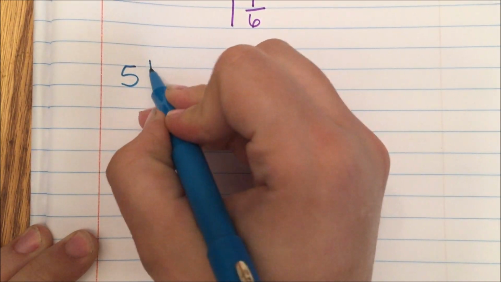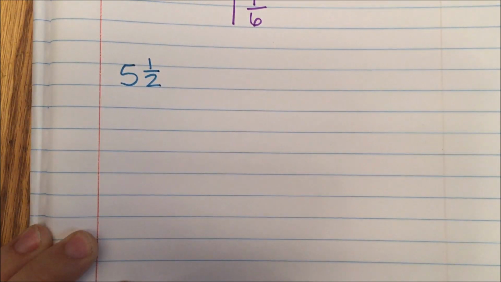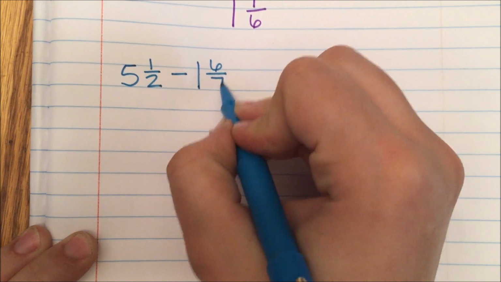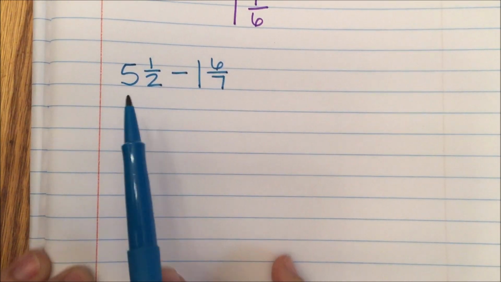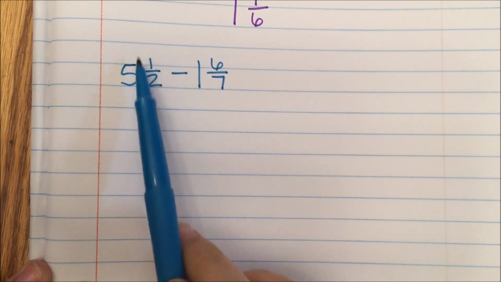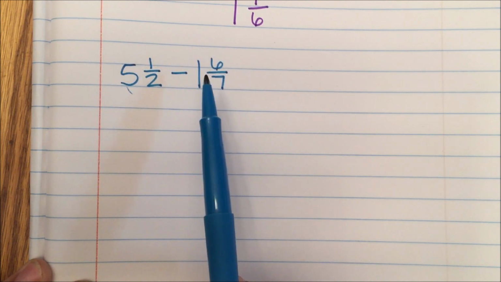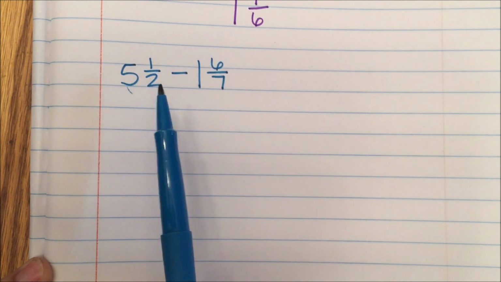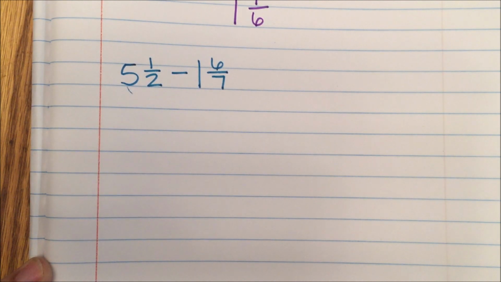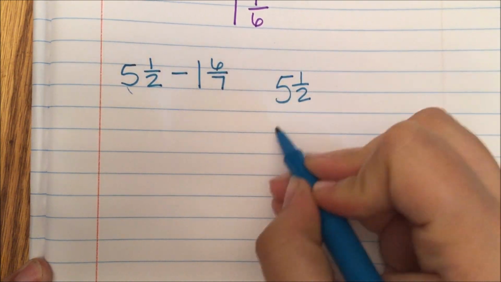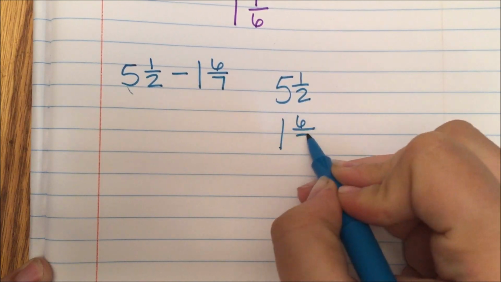So this one is 5 and 1/2 minus 1 and 6/7. So from what I know about fractions, I already know that 1/2 is going to be less than 6/7. So I know I'm going to have to borrow on this one. But let's go ahead and find our common denominator and make equivalent fractions before we do any of that borrowing. 5 and 1/2, 1 and 6/7.